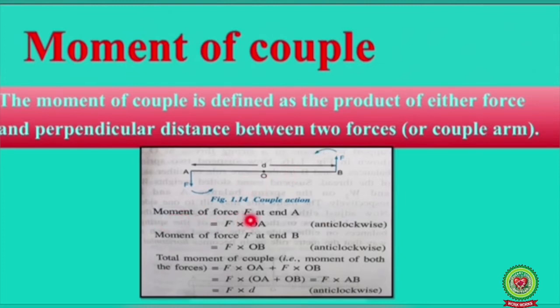Moment of force F at end A will be force F into perpendicular distance OA. So it will be F into OA. As it is trying to turn the body in the anti-clockwise direction, we have written anti-clockwise here. Next, we'll find out the moment of force F at the end B. It will be the magnitude of the force, that is F only, and perpendicular distance OB. So it will be F into OB.